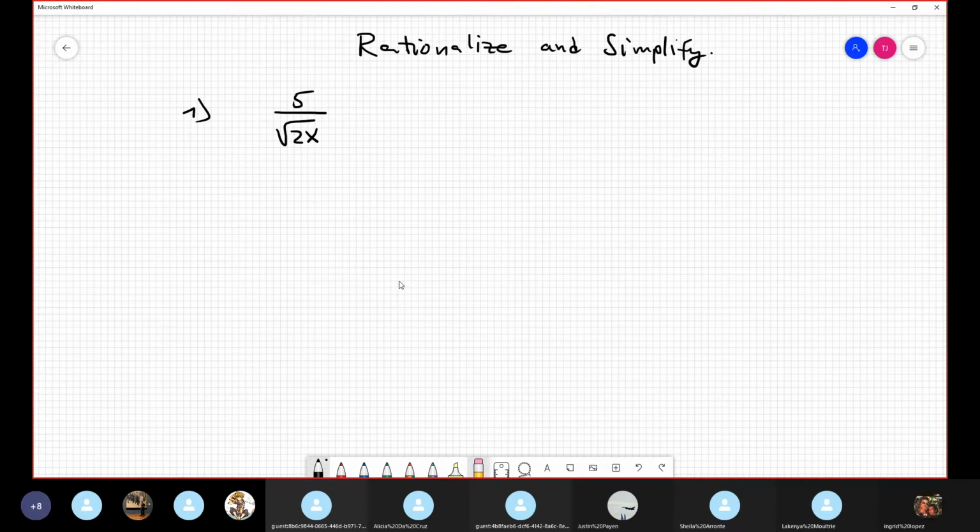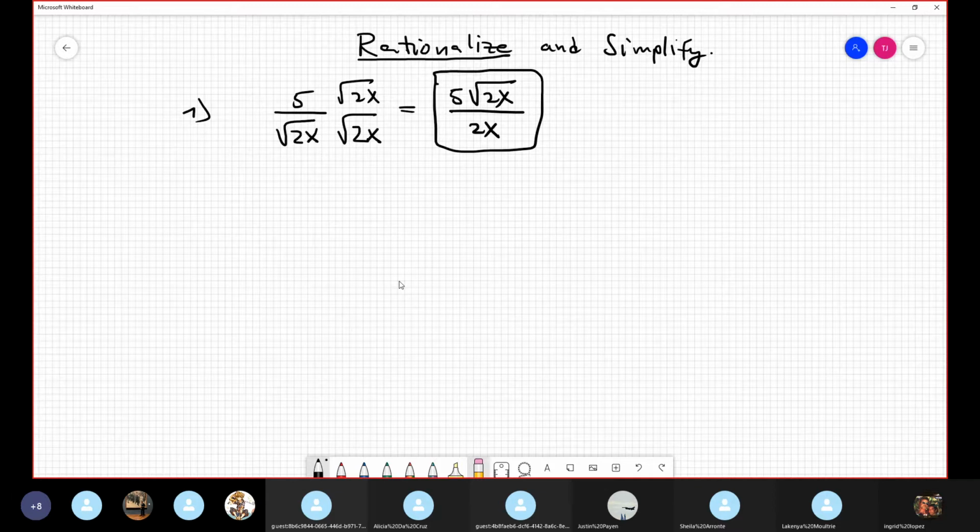Okay, this is classic. Rationalize means eliminate the radical in the denominator, so multiply by radical 2x. In the top we have 5 radical 2x, and in the bottom we have just 2x. Final answer. Super easy. No more simplification.